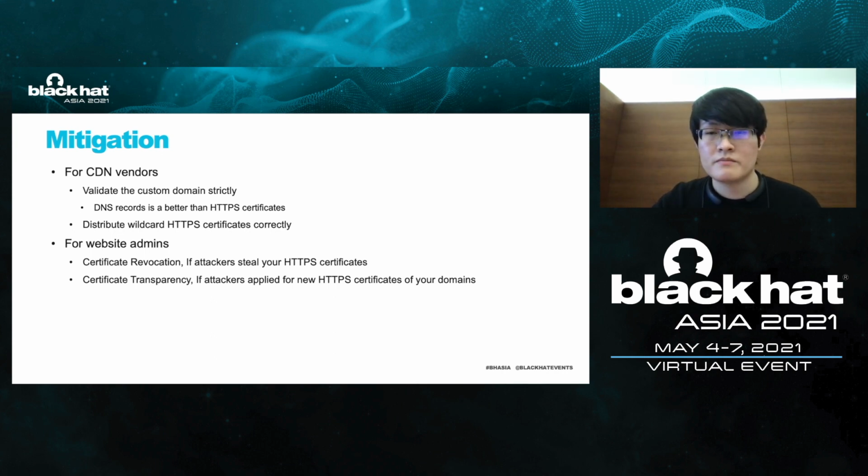There are also some suggestions to mitigate domain borrowing for CDN vendors and website admins. Domain borrowing uses many features of CDN, so for CDN vendors, the best way is to disable these features. CDN vendors can validate the custom domain strictly to avoid attackers borrowing high reputation domains. Distributing wildcard HTTPS certificates correctly can also prevent attackers from borrowing valid certificates from other CDN users.